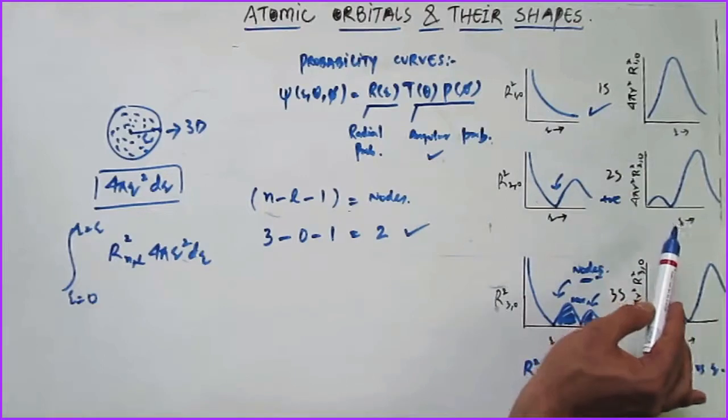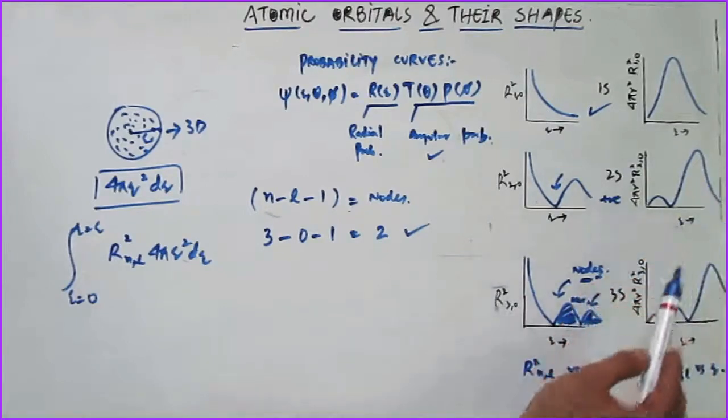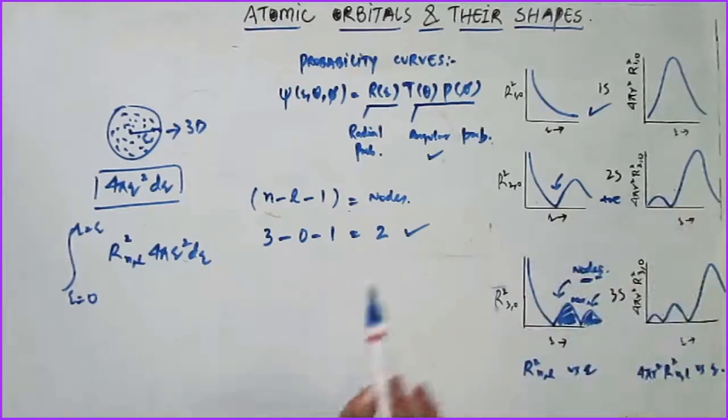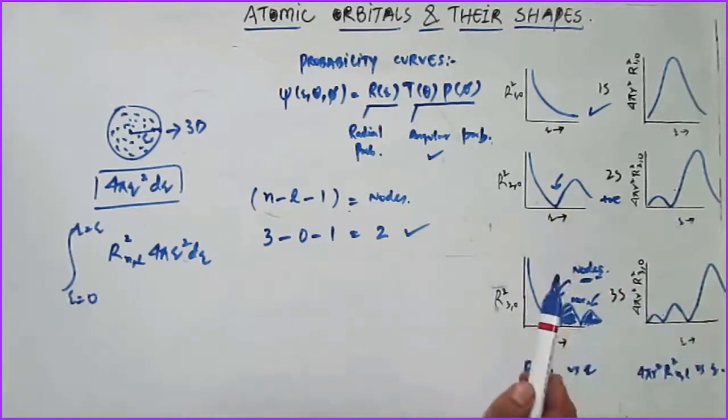And for 2s atomic orbital the curve is going to be like this, and for 3s atomic orbital the curve is going to be like this, and the number of nodes are going to stay the same. For 3s you have 2 nodes. You can see there are 2 nodes in case of 3s and there is 1 node in case of 2s.